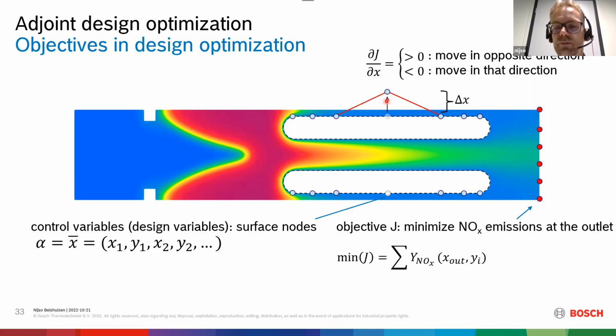So we can therefore compute the gradient dJ/dX, the change in objective function with respect to a change in the design variables. So we want to minimize J.